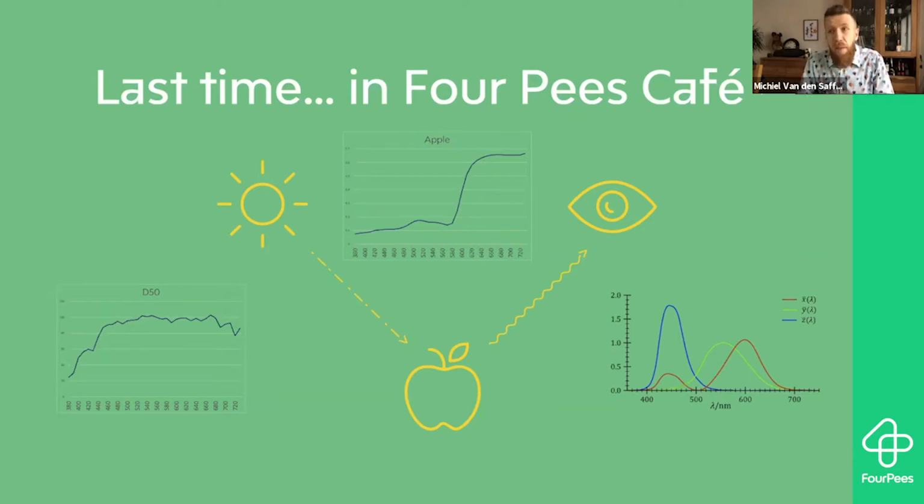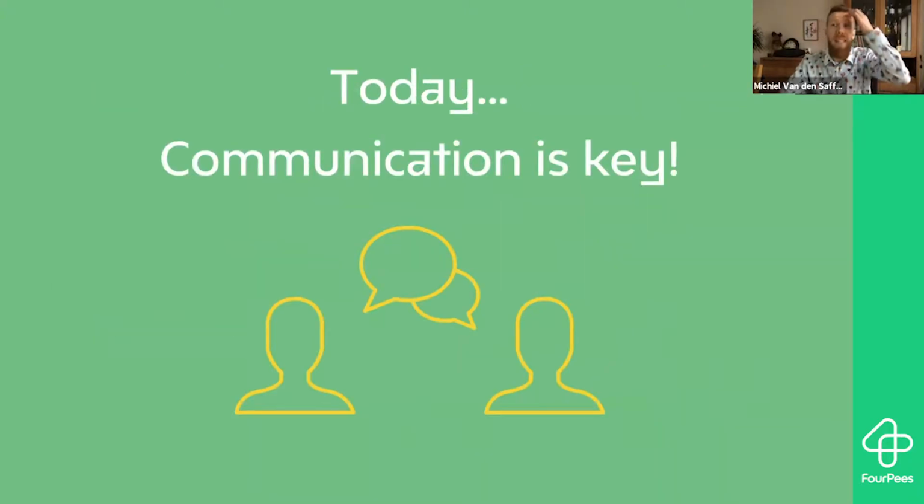So now that we have that, now that we are able to change light into color, and we have a way of determining what color a certain combination of wavelengths of light is, we have to discuss how we communicate that to each other. So today, communication is key.